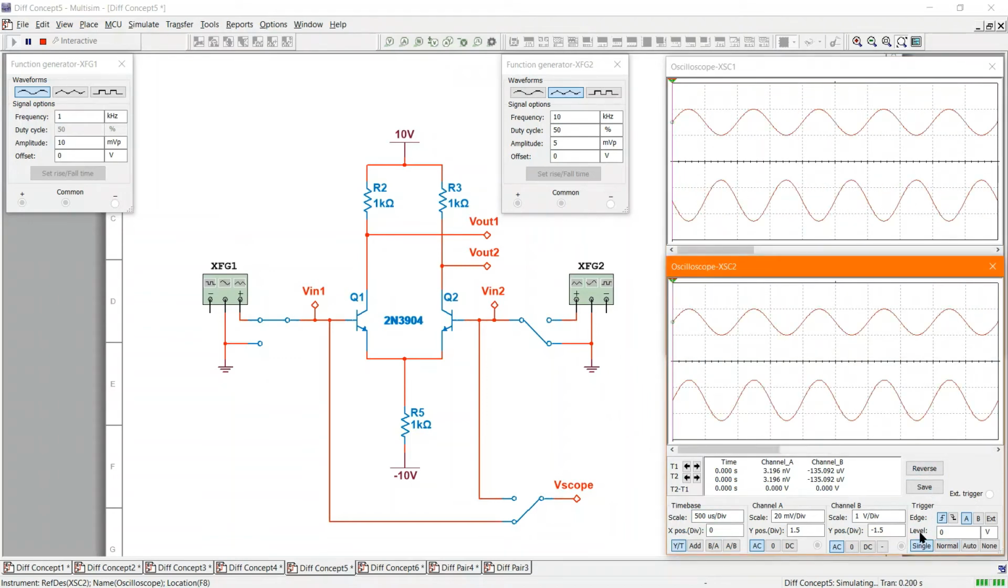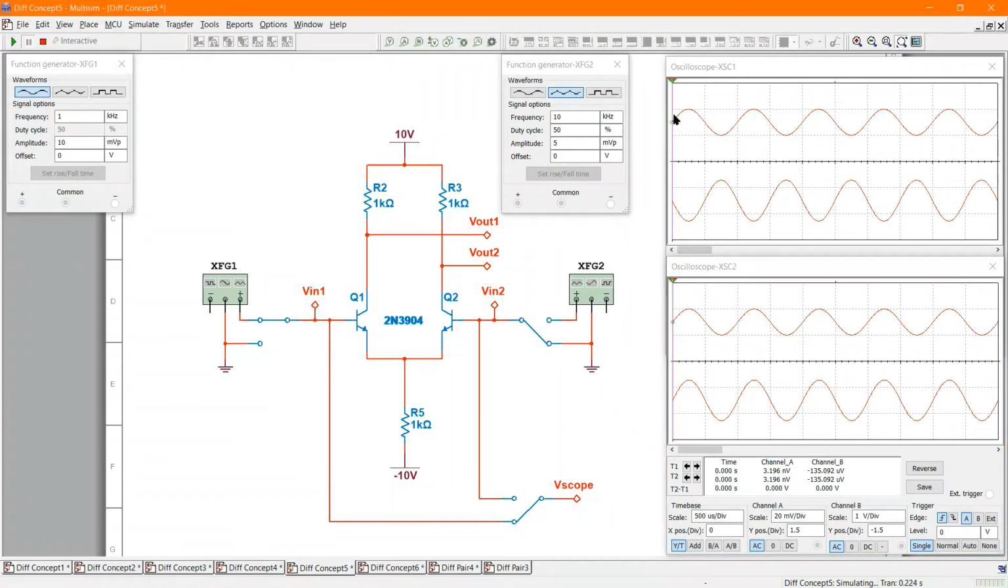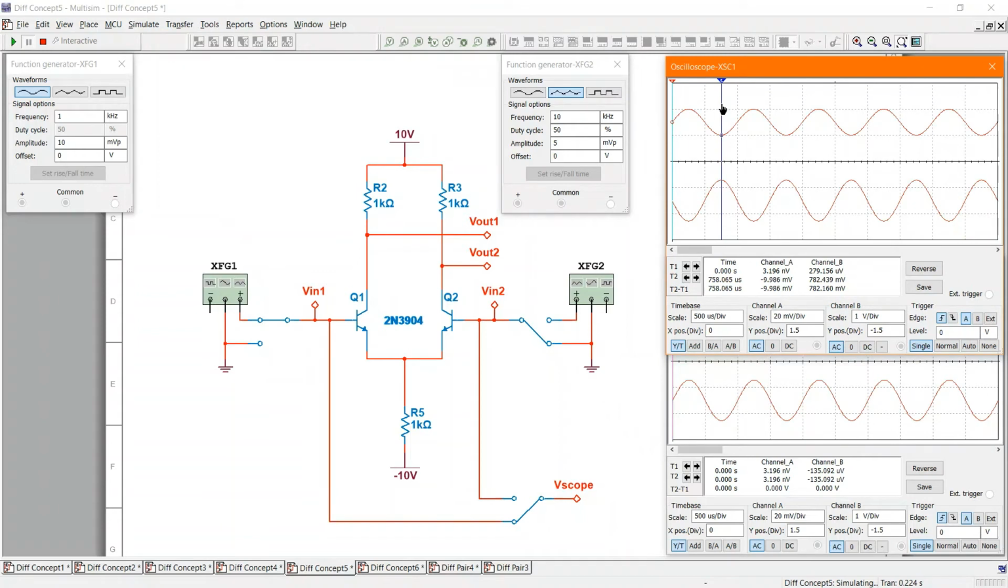Put on single trigger there so it gets us a nice stable waveform. So here we are. This is the input that is going to both scopes, because it comes in through here. That's VN1. So on Q1, I have an output that is out of phase with the input.